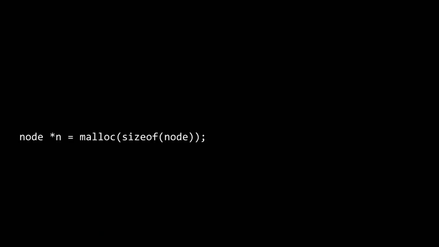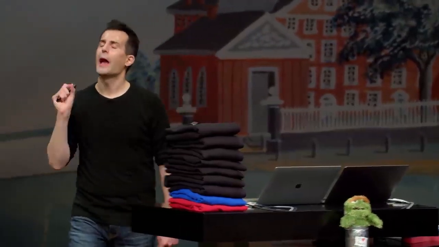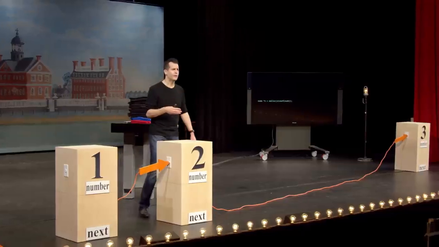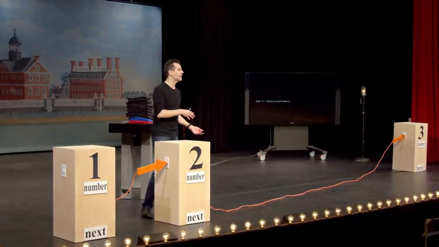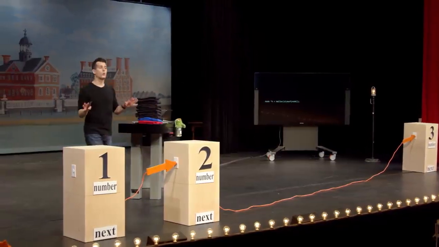That code might instead look like this. Node star n, though I could call the variable anything I want, malloc size of node. So sizeof, we might have seen briefly, is just an operator in C that tells you how many bytes large any data type is. So I could do the math and figure out in my Mac or PC or CS50 IDE just how many bytes these nodes are supposed to take up. Sizeof just answers that question for me.